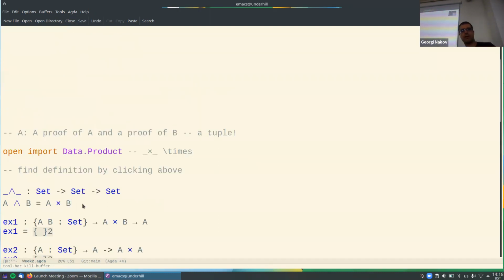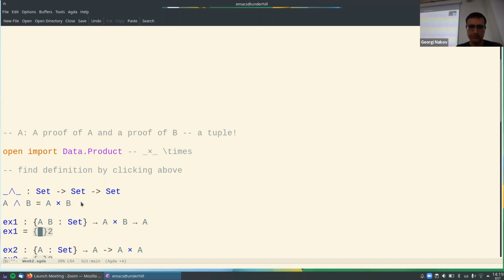So going back to our conjunction, let's actually define our conjunction. Now if we have our notion of propositions, that is a bunch of evidence supporting it, how are we going to say what is a conjunction of A and B? As we saw, this is a non-dependent product. So we demand two pieces of evidence, one supporting A and one supporting B.